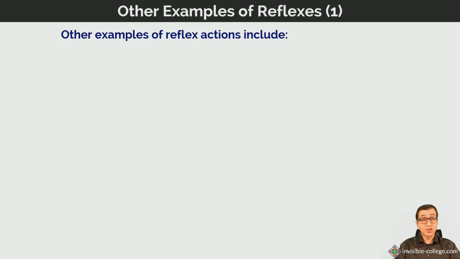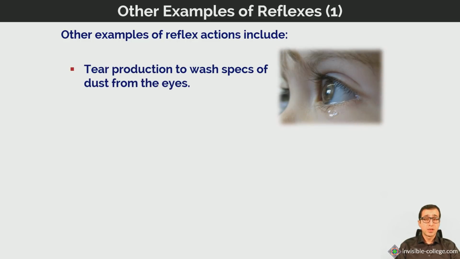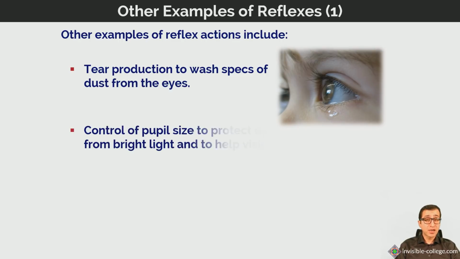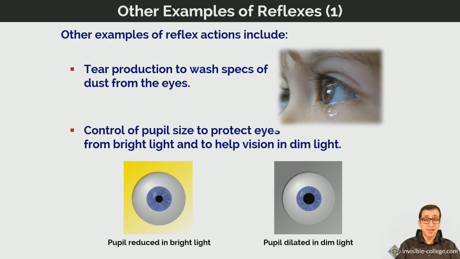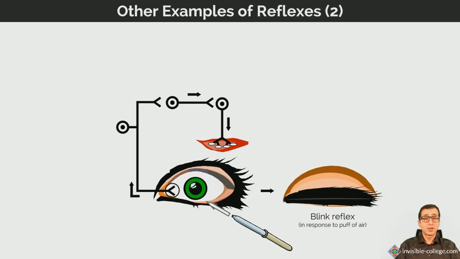Now, there are many other examples of reflex actions. So, for example, the production of tears by the eyes to wash dust away from the eyes. The control of the size of the pupil to protect the eye from bright light and also to help vision in dim light. We're going to be looking at that in a later lesson of this topic.